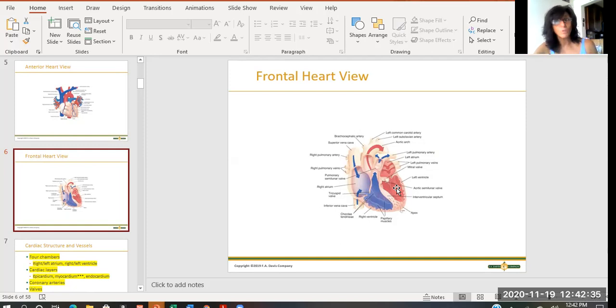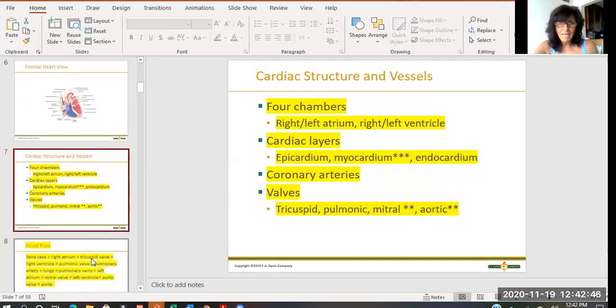That's why the left ventricle has the thickest walls, right? It's the most powerful because it needs power to push that blood through so that it gets everywhere that it needs to go. So inside the heart, four chambers: right and left atrium, they're the top, right and left ventricle, they're the bottom. And then the cardiac layers, the epicardium, the myocardium, and the endocardium.